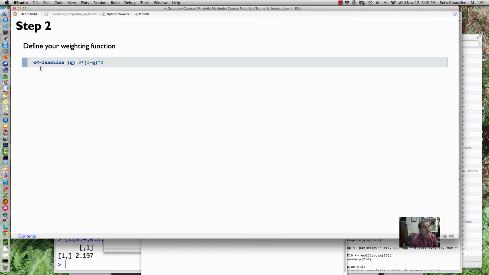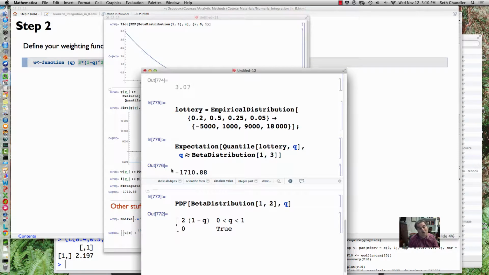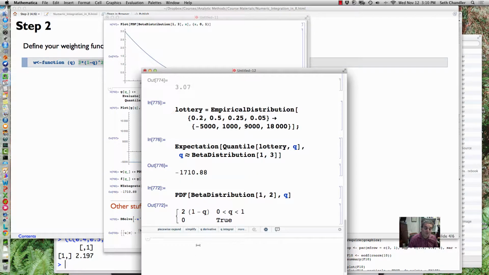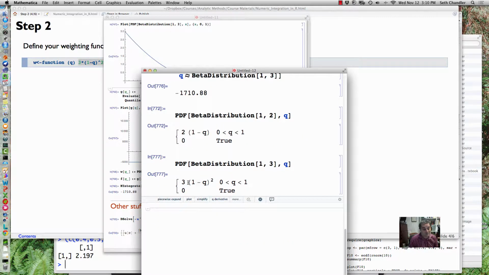I can't just say beta distribution 1, 2. R doesn't know what to do with that. How do I know that that's the PDF of a beta distribution 1, 2? If I'm just using R, I'm going to be hard pressed. So either I'm going to have to tell you what it is, or you're going to have to switch over to something like Mathematica, which is able to do these things symbolically, and that's how you're going to find it out. Okay, so that's a little weakness of R.